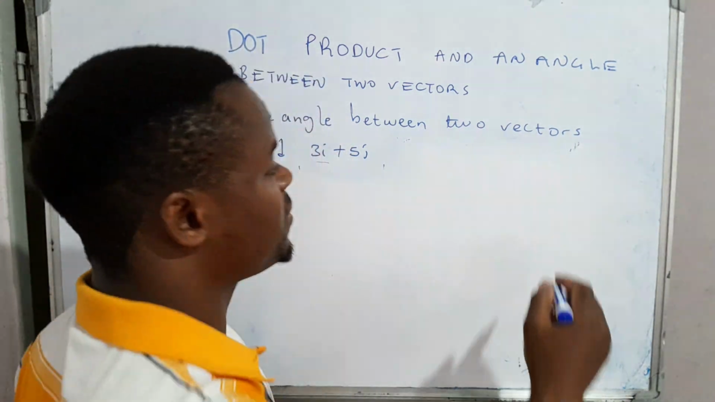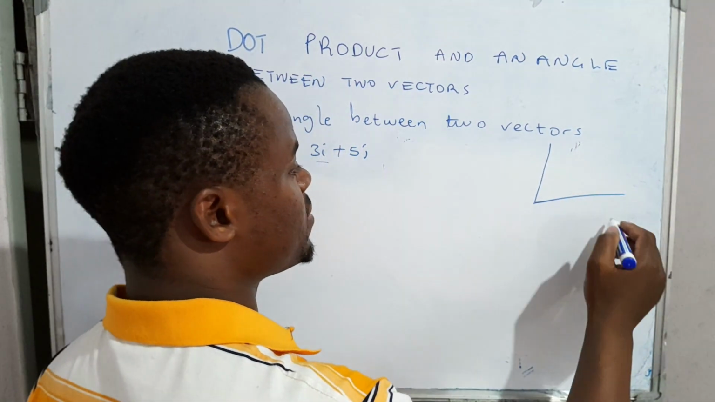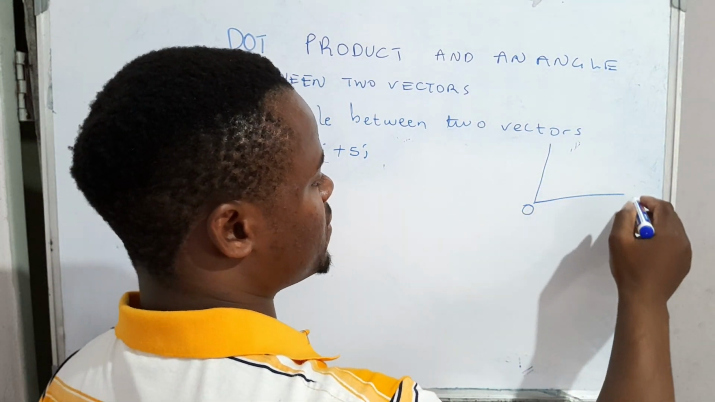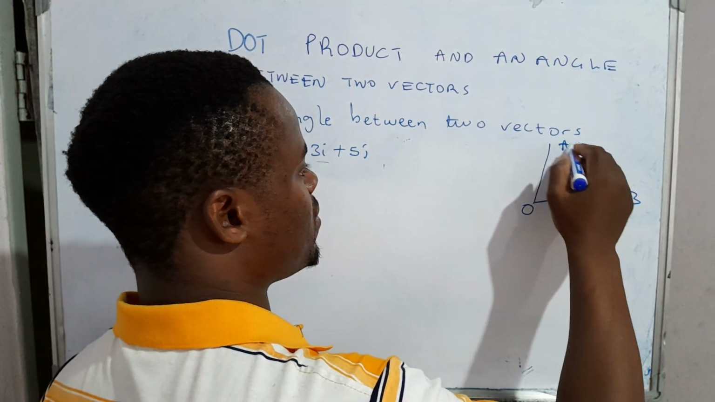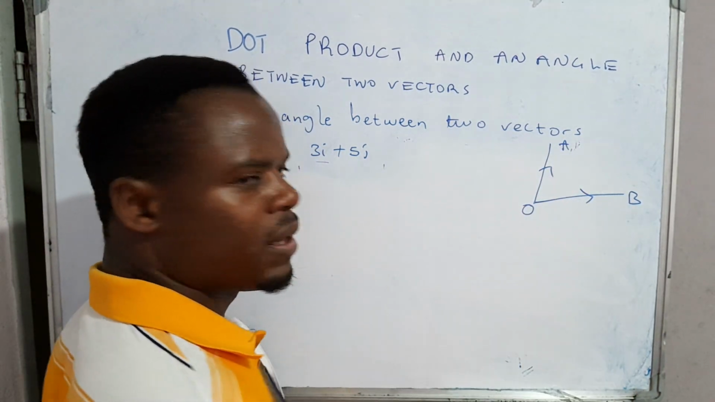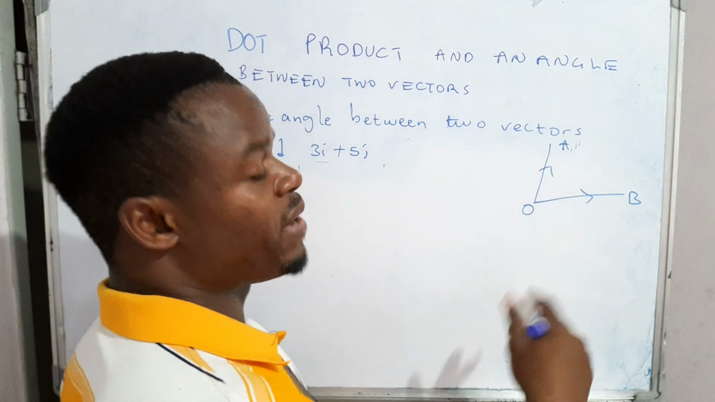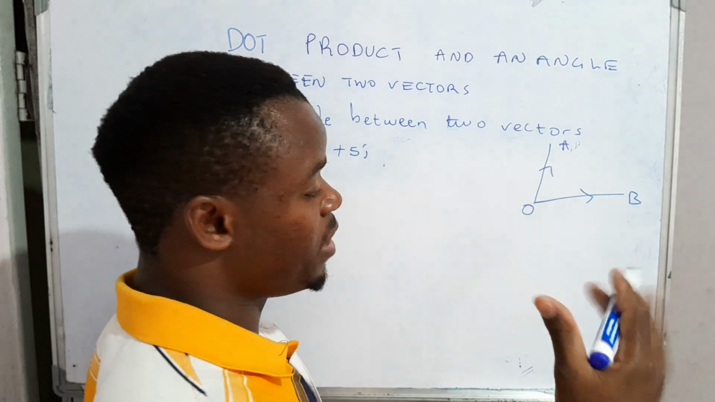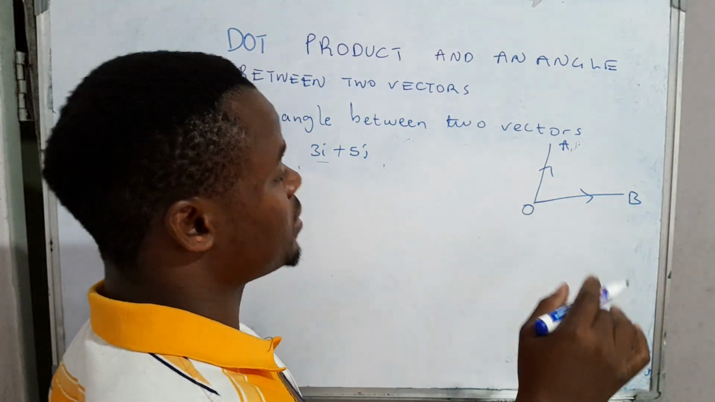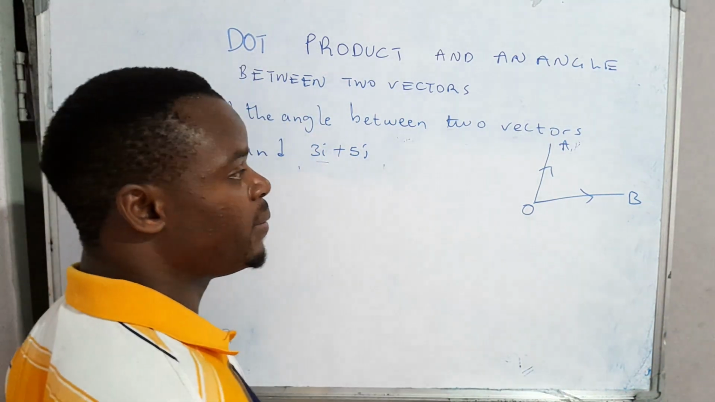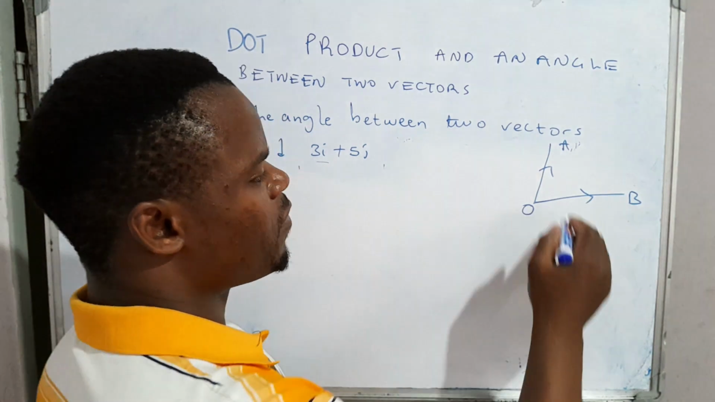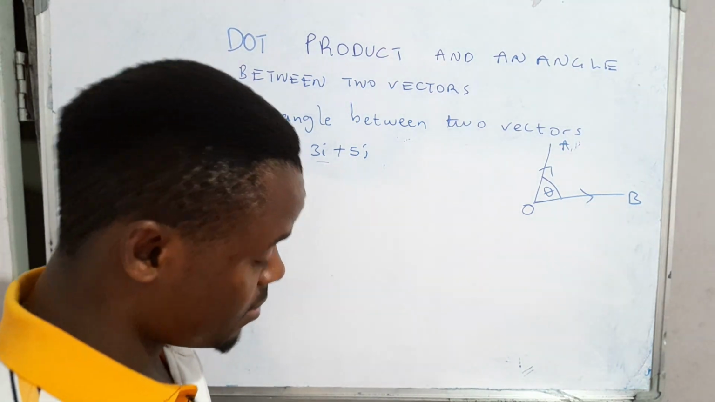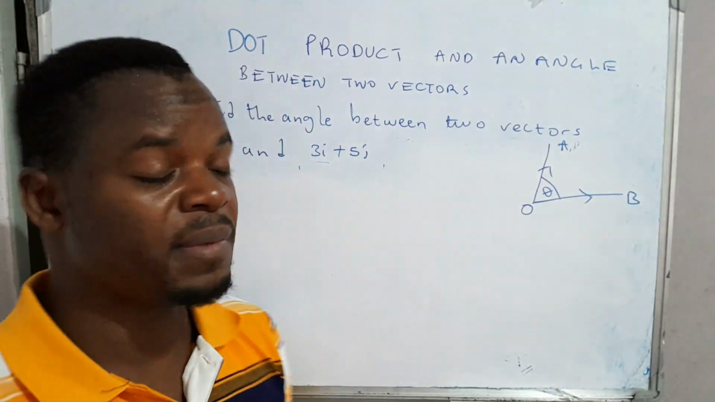Let's say we have two vectors which are position vectors, and these vectors may have the i component. They may also have the j component, like the ones that we have here. And then they say determine the angle between these two vectors. How can you determine that angle?